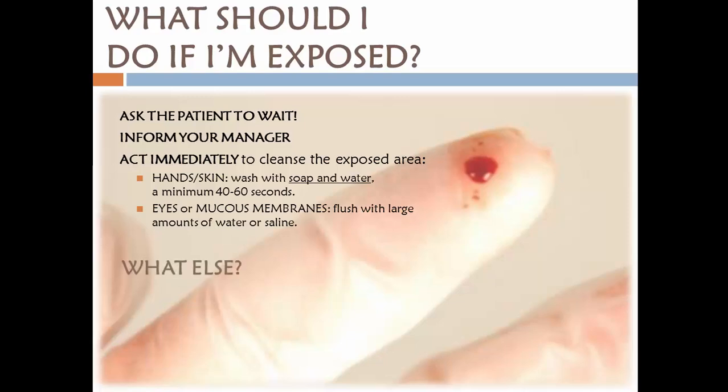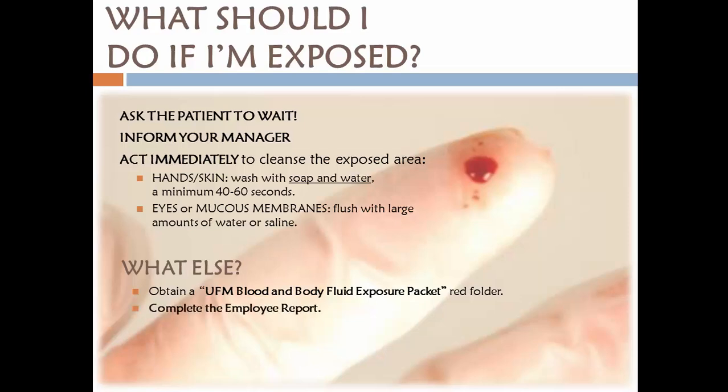As soon as you've cleansed the site, obtain a United Family Medicine Blood and Body Fluid Exposure Red folder. These can be found in all nursing team stations, the lab, and dentistry. Protocols included in the folder outline responsibilities for employees, managers, and the lab. Complete the employee report included in the folder. Answers from the report will determine whether yours was a significant injury and steps that must be taken.